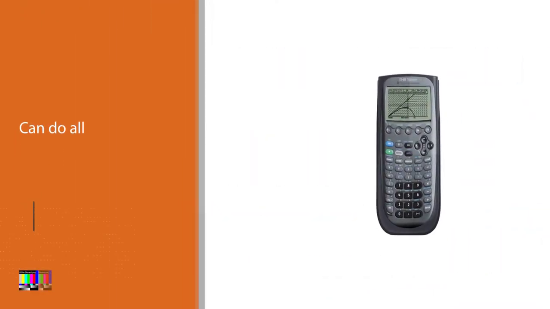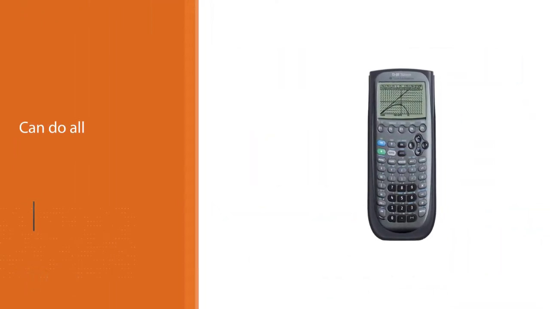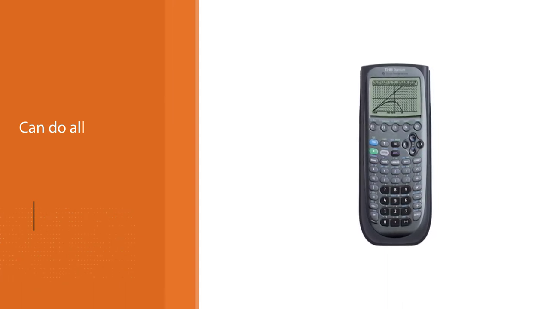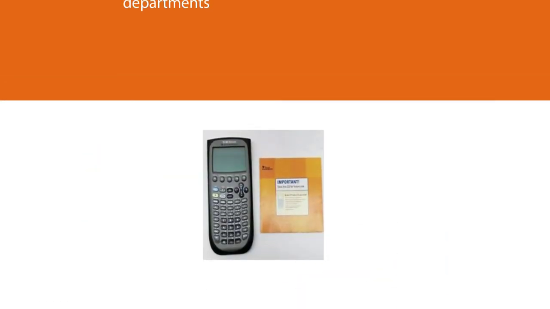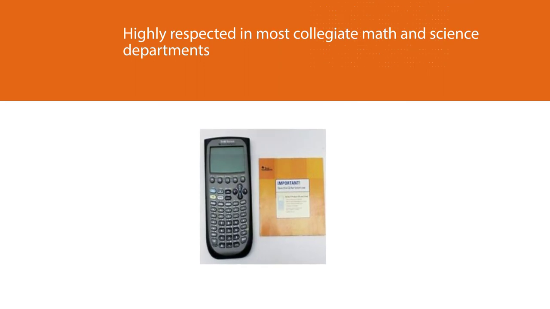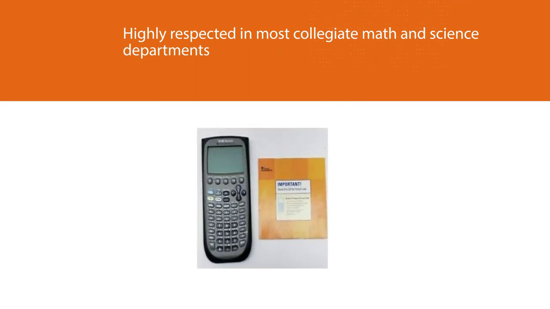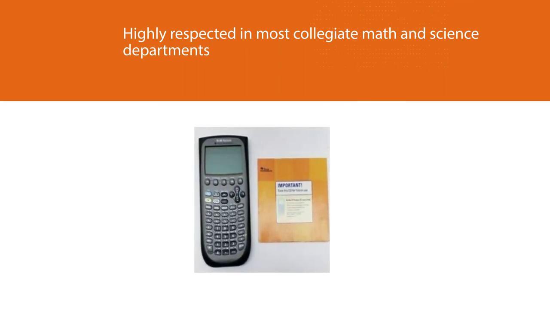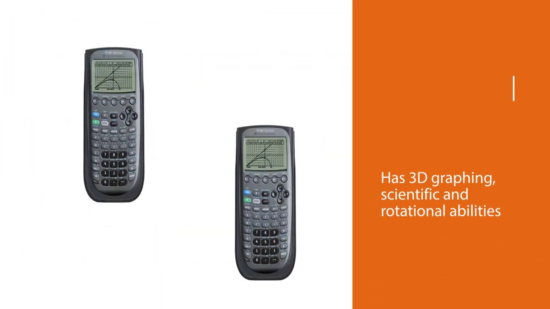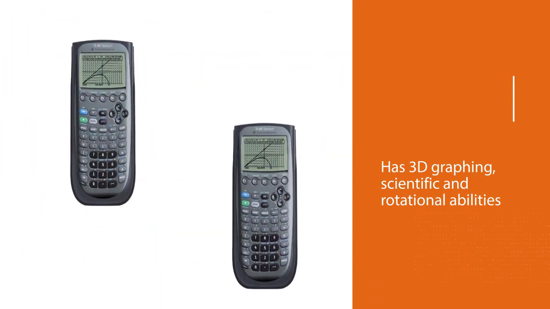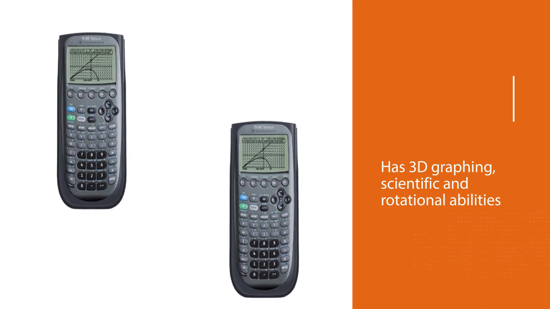This device can do all that high school and most college courses require. It is highly respected in most collegiate math and science departments due to its 3D graphing, scientific and rotational abilities. This calculator has a 100 by 160 pixel display and is in black and white. It is an older model and therefore uses 3 AAA batteries.